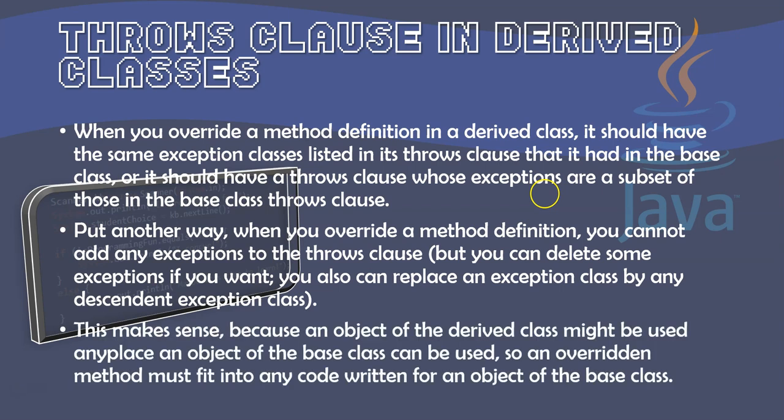If you think about it, this really makes sense because an object of the derived class might be used any place an object of the base class can be used. So an overridden method must fit any code written for an object of that base class.